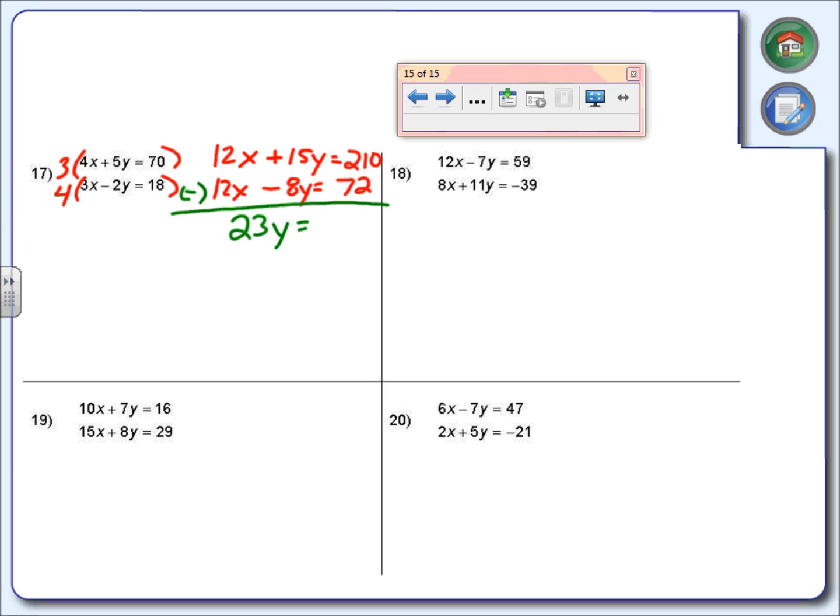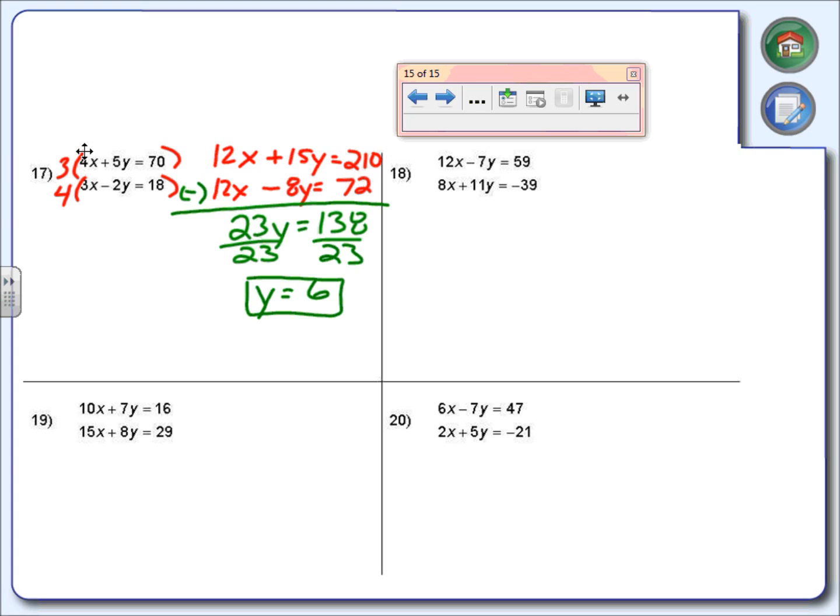And 210 minus 72 is? 210 minus 72? 138. Is that right? 138. Let's solve for the y. Let's divide by 23. So 138 divided by 23 is going to leave us with a what? Positive 6. So we're halfway done. We know what the y is. It's 6. Let's come over here and figure out what x is.